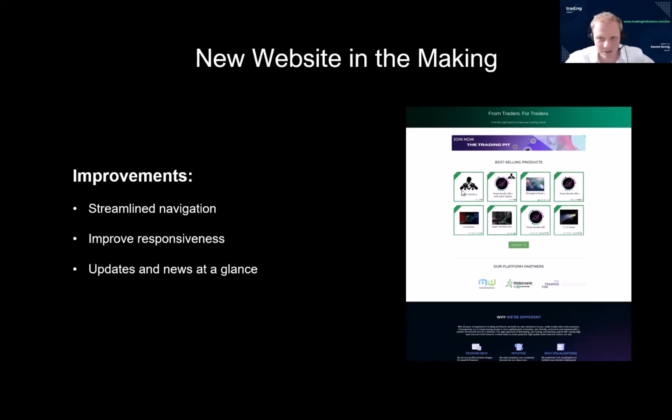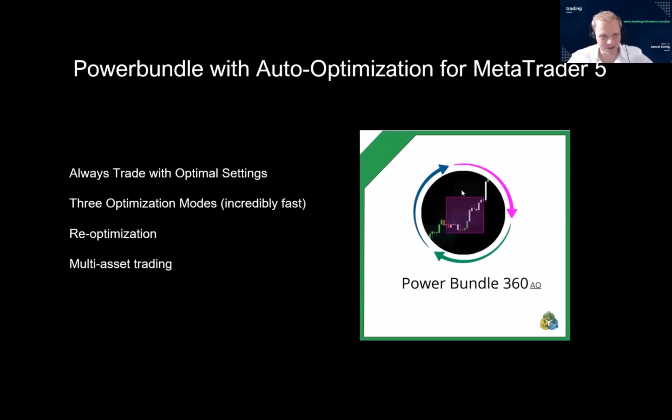All right, so what else is new? Well, as you may have guessed from the title, we have released, actually just today, the latest generation of our Powerbundle of auto optimization for MT5. I guess it was not a difficult guess, because we had the release for MT4 2 weeks ago, and now it's MT5's turn.